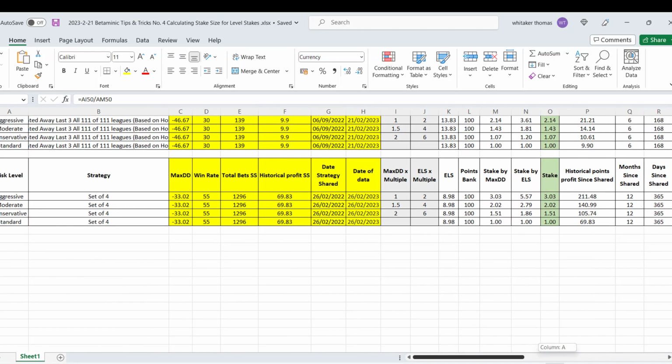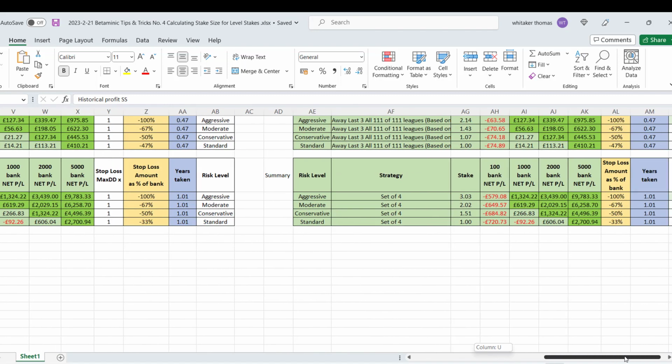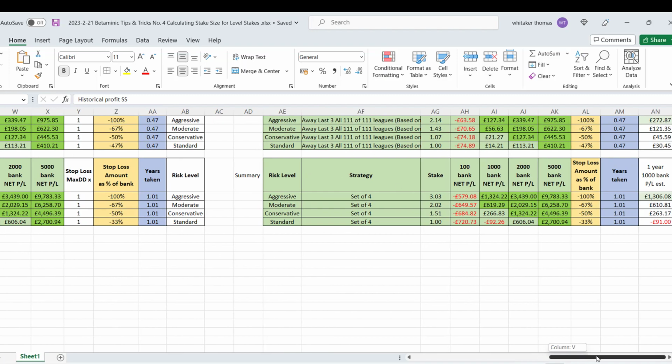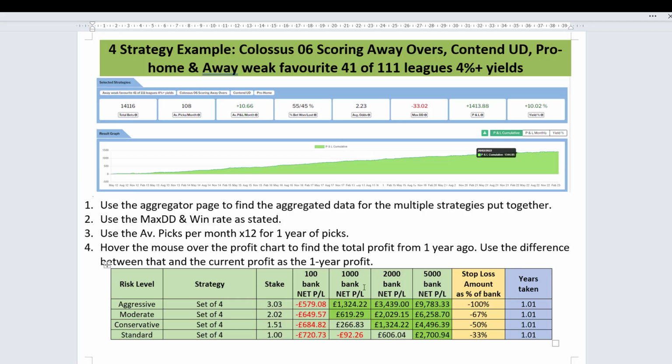So I put those figures into my Excel file. I entered the maximum drawdown, my win rate, the total bets since shared, which is just my guess, timesing the average pick numbers by 12, and the historical profit from 1 year, and entered the dates. My Excel file automatically calculates it for me. And then with those results, I can see what a 1,000 bank will do, what a 2,000 bank will do, and how much I'm risking of that depending on the stop loss I'm going to choose.